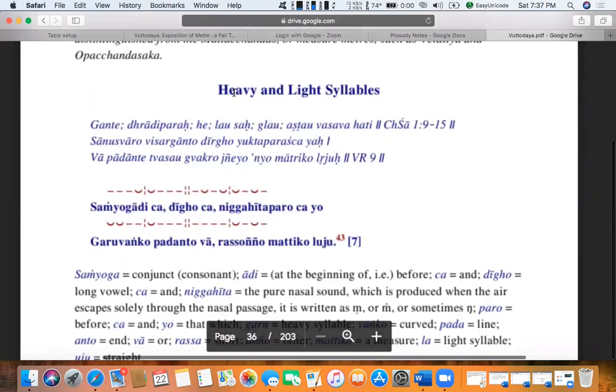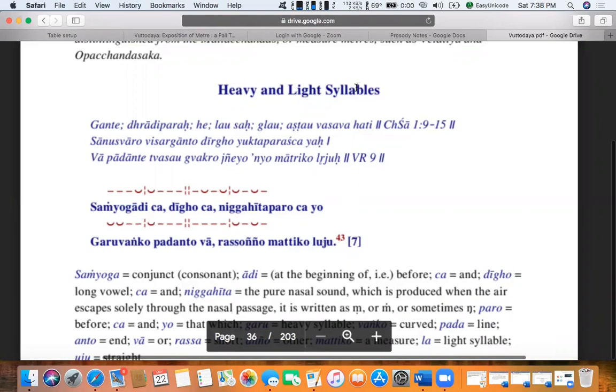So we call heavy syllables in Pali garu, and light syllables we call lahu. Garu and lahu. This garu, in Sri Lanka and in some other traditions, they call guru, because the Sanskrit word is guru. In Sri Lanka we mostly use guru, but in Myanmar they use only garu. But in Pali actually both terms are there, guru and garu, both are correct. So you can use garu or guru as you like.